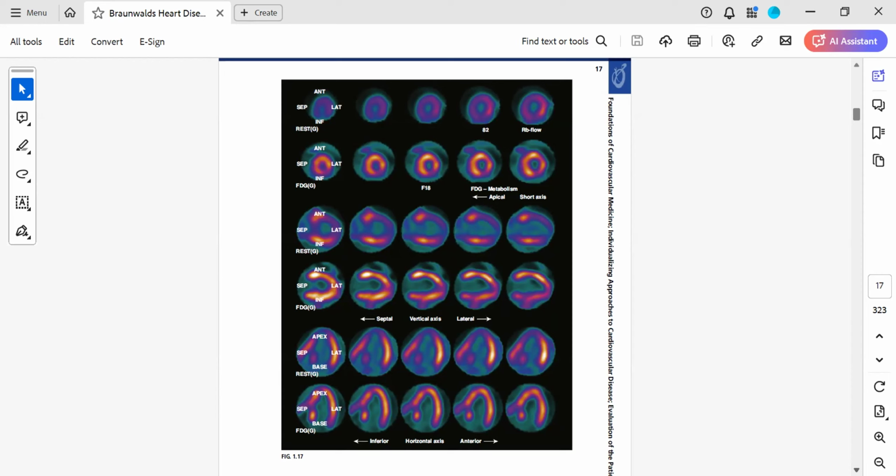And there's also a part of it that is used to determine metabolism. So they use flow tracers and metabolic tracers. The flow tracer that they used here is the rubidium 82. I think there's another one, nitrogen 13 ammonia tracer, which is also a flow tracer that can be used instead of rubidium. Then for metabolic tracer, they use the FDG, fluorodeoxyglucose.